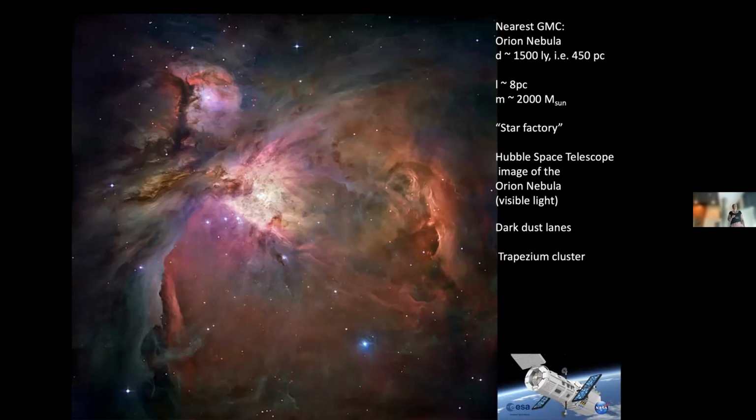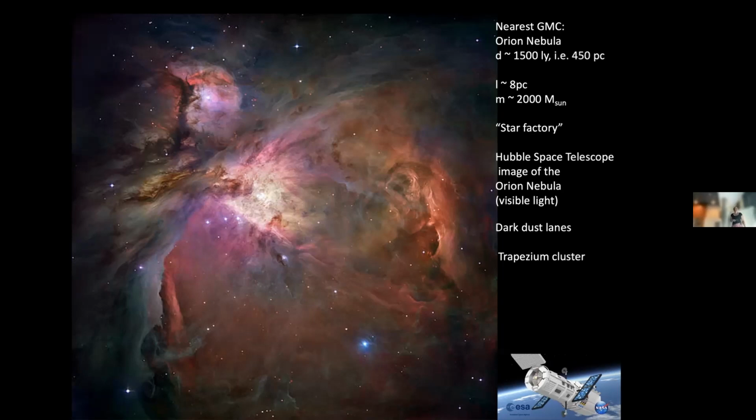Here we also form massive stars, and you can beautifully see the effect of massive stars on the cloud because of this bubble which is blown into the cloud, you know, starting from the Trapezium cluster, which is the cluster of massive stars, which is sitting here. So this is a Hubble image, so it's really visible light.